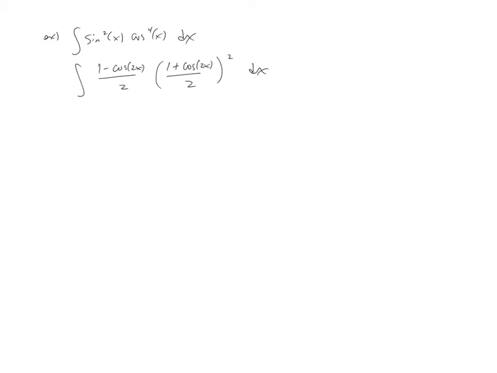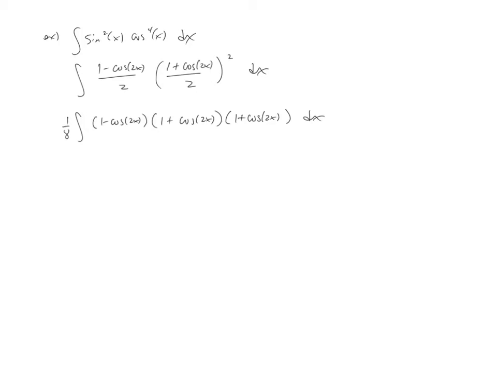All right, so from here, what I'm going to do is I'm going to pull out the constant. I'll be able to pull out a 1/8, and I'll have a (1 minus cosine 2x) times a (1 plus cosine 2x) times a (1 plus cosine 2x) dx. Okay, so the 1/8 comes out from the 1/2 here. Since this is squared, that's going to be a 1/4. And then I expanded these out completely.